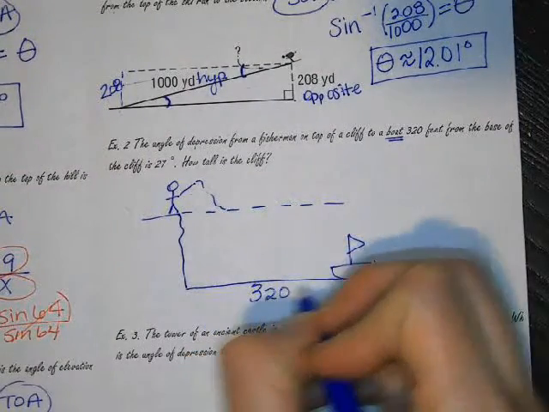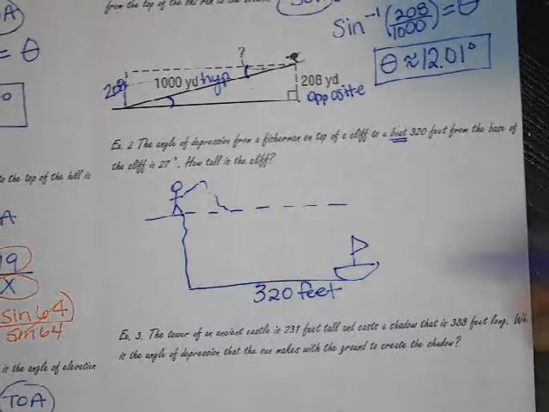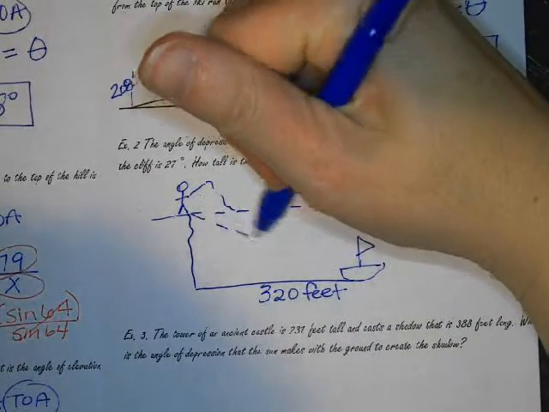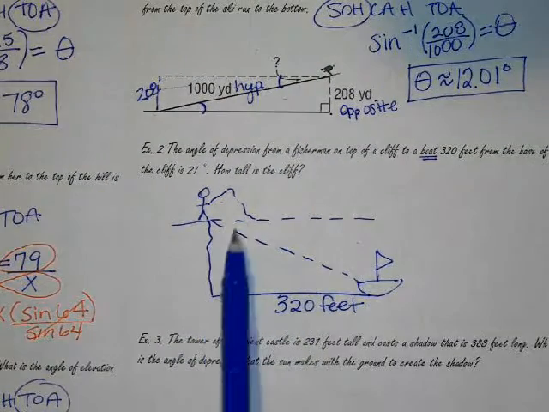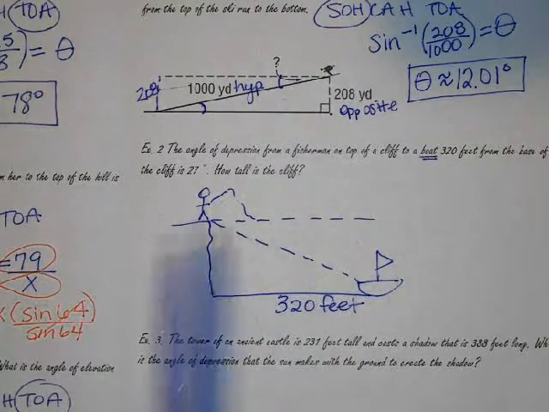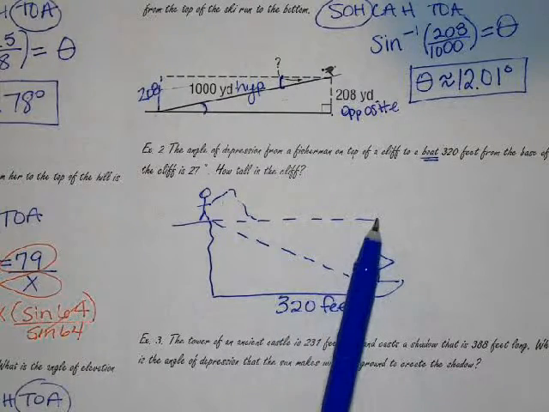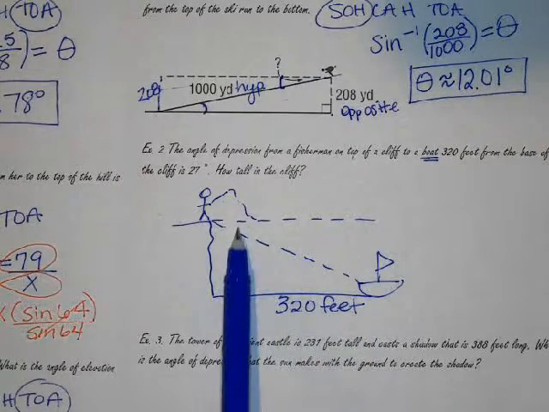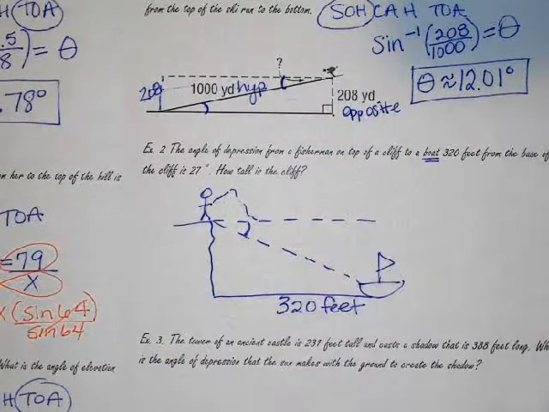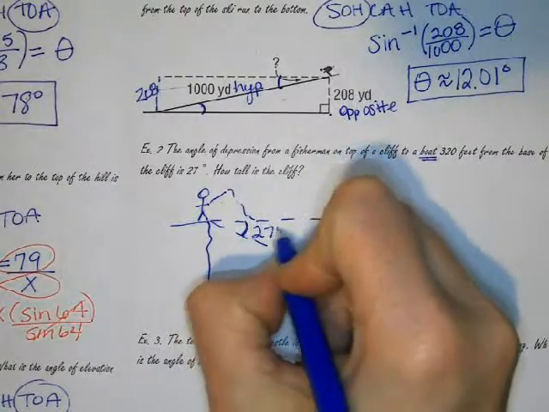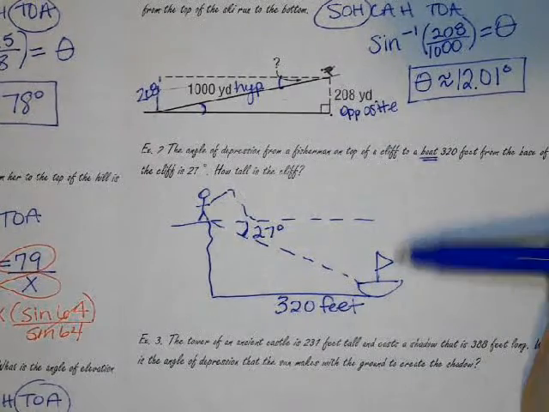So 320 feet, and the angle is 27 degrees. So in other words, here's our line of sight going down to our boat. Okay, where's our angle of depression? Is it here or is it here? Remember, our angle of depression is going to be in between the horizontal line that we drew and the line of sight. So it's going to be right here in between the two dotted lines. Okay, so this is our angle of depression, and it says that angle of depression is 27 degrees. So we're going to put that there. Okay, and they want to know how tall is the cliff.